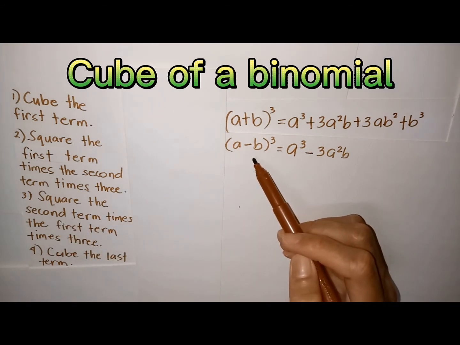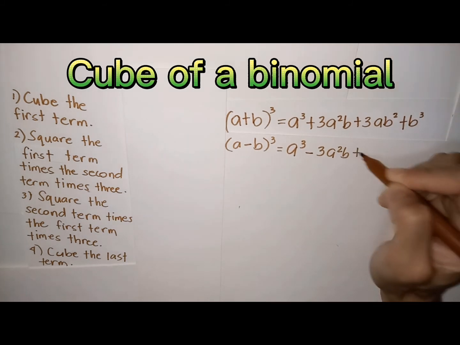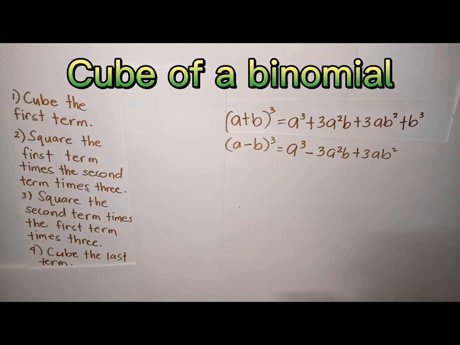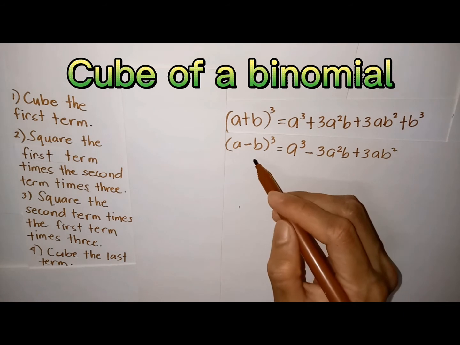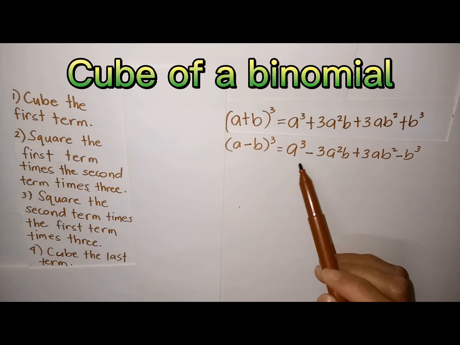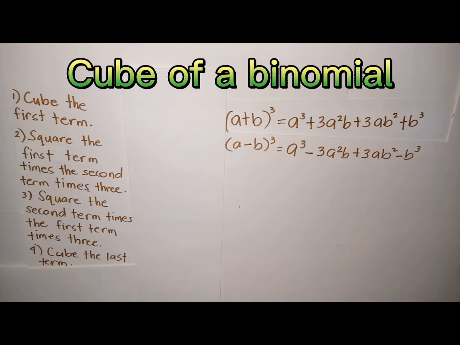Then square the second term. Negative b squared will give us positive b squared times the first term times 3. That is positive 3ab squared. Then cube the last term. Negative b cubed will give us negative b times negative b times negative b. That is negative b cubed. So take a look at the given signs. We have negative here for the second term and negative here for the last term.